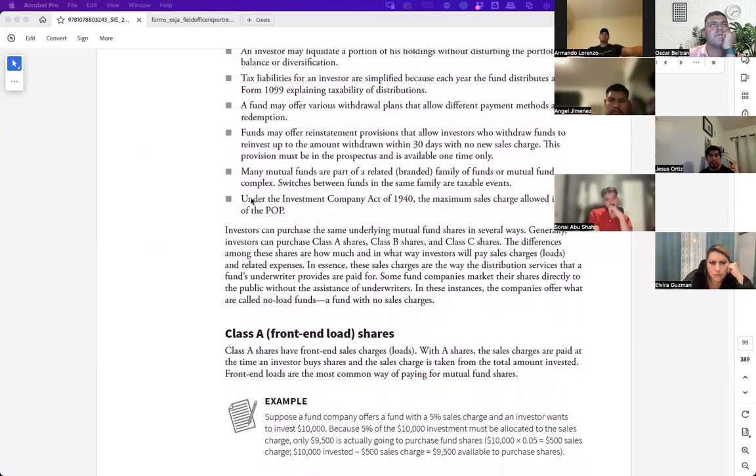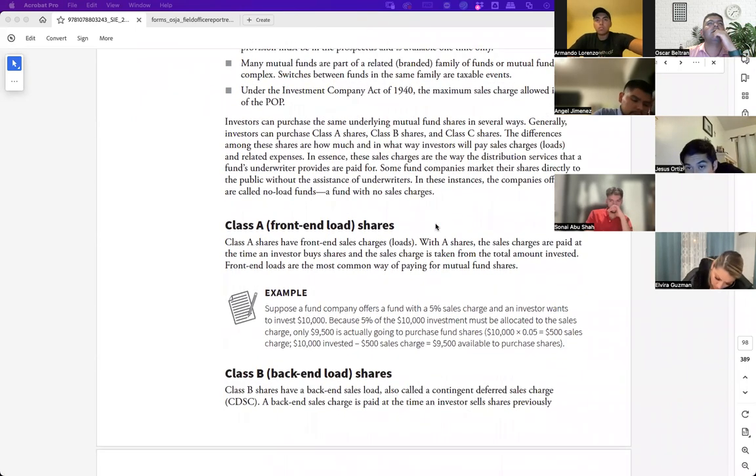All right, perfect. This right here is very, very important to know. The maximum sales charge allowed is 8.5% of the public offering price. This right here is very important. You never know, they might ask you that question on the exam.